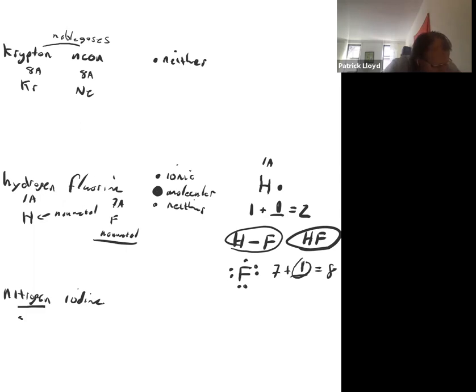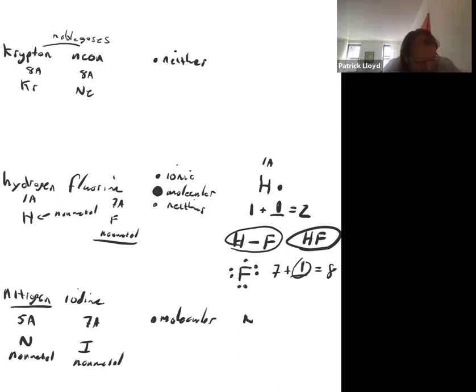What about this one? Nitrogen is in group 5A. So that's a non-metal. Iodine is in group 7A. So that's a non-metal. Okay. So that means it's going to be molecular.